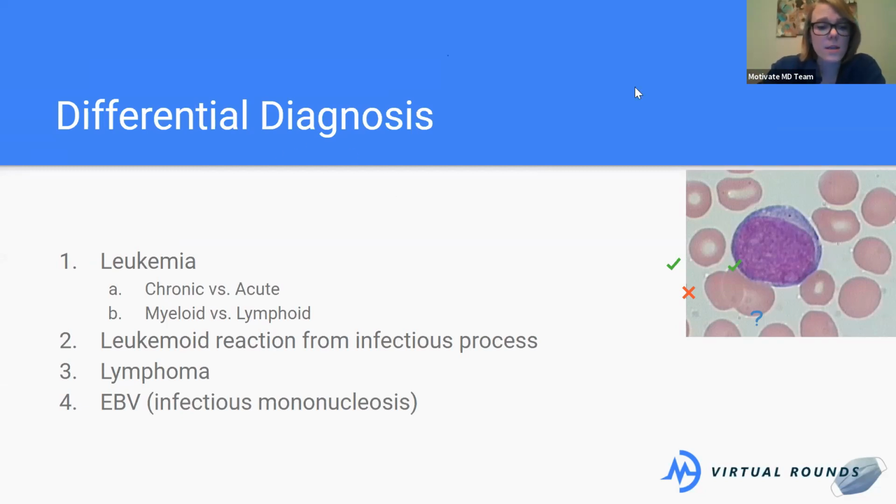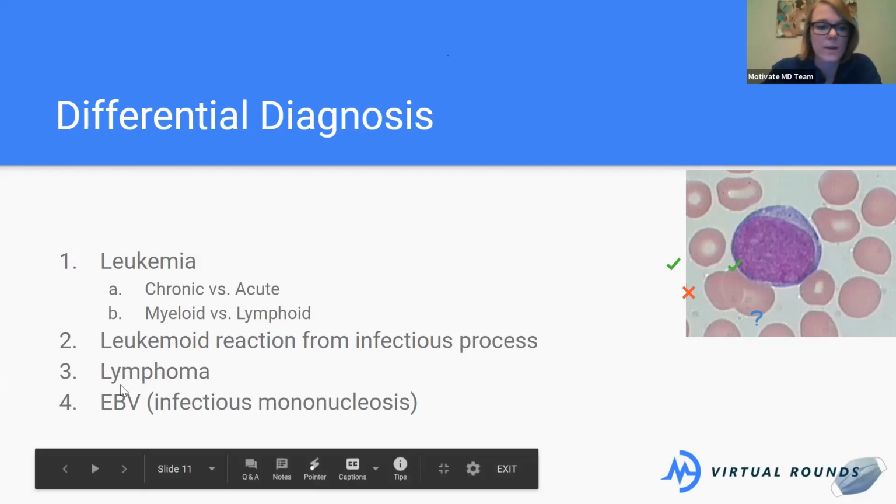The other thing we want to put in our differential diagnosis is lymphoma. We want to consider whether this is a lymphoma, a cancer of the lymph nodes. And then, due to having his lymph nodes swollen, we definitely want to consider something like infectious mononucleosis, which is caused by the Epstein-Barr virus, which is EBV, okay?